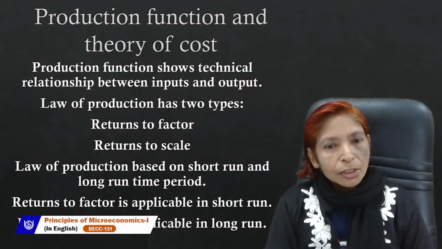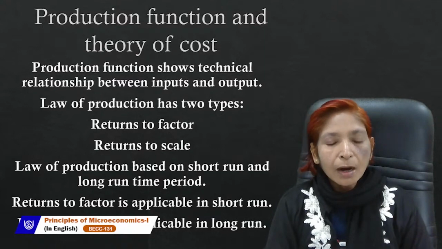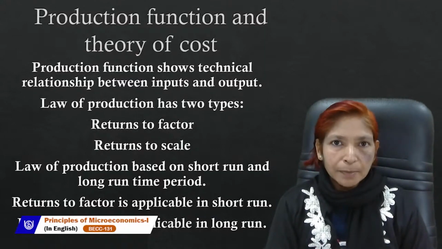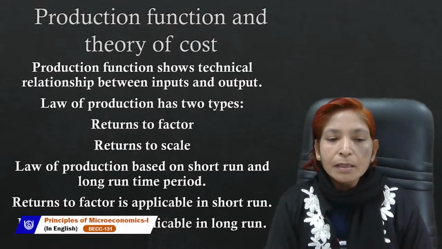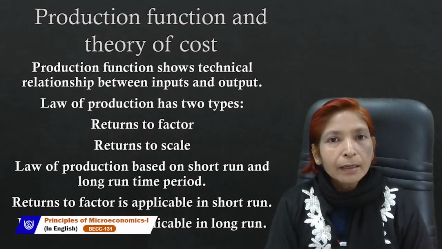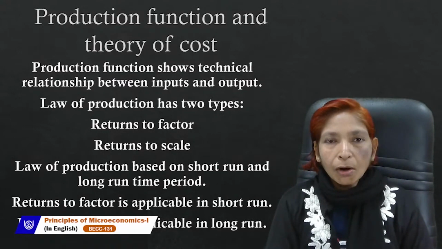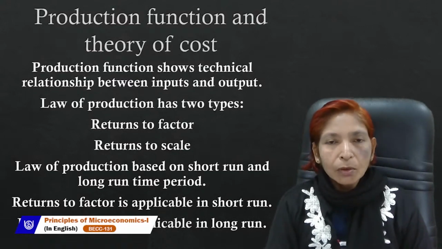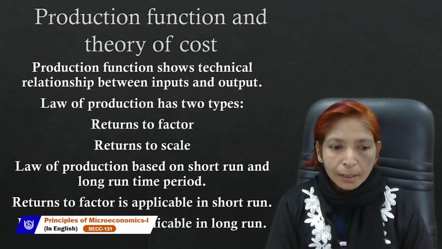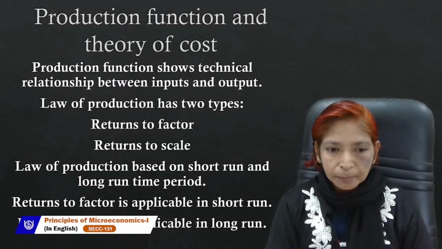Production function shows the technical relationship between input and output. Production function has two types: one is returns to factor and the second is returns to scale. The law of production is based on two time periods: one is short run and the other is long run, or long time period.